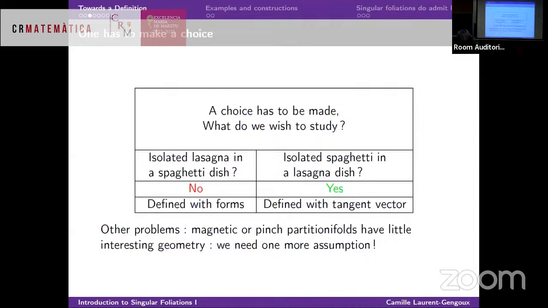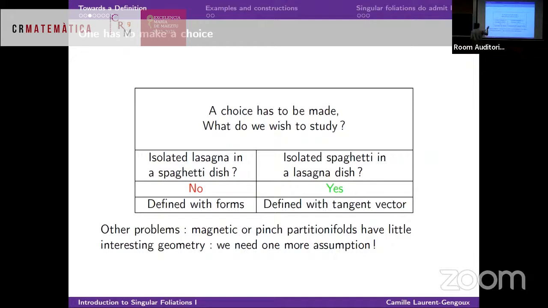If you define a foliation with forms, or you define them as fibers of an algebraic map from Cn to Cm, as far as I understand, this would be the definition of Bertrand Toen and Gabriele Vezzosi, researchers in derived geometry. So you allow isolated lasagnas in the spaghetti dish. But if you want to do geometry in the spirit of Poisson geometry, all you can allow is an isolated spaghetti, like have one spaghetti like this, and then you have lasagnas like leaves of a book around it. This is okay.